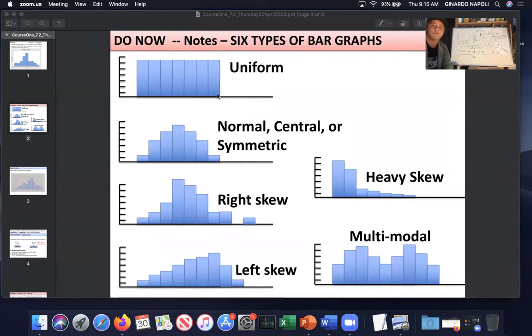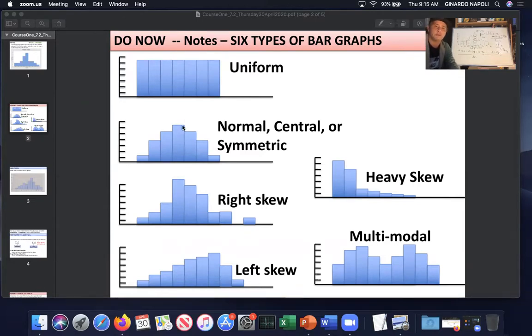When you have an equal amount of frequency in each interval, that's called uniform. And so this would be everyone is equally likely to be within any one of those seven intervals since they occur with equal frequency. So that's called uniform, the same height. Just like when you wear a uniform, everyone wears the same clothes, like when you go to Catholic school.